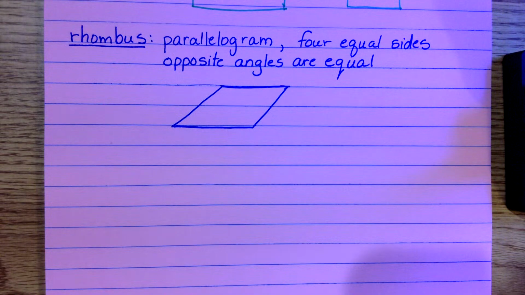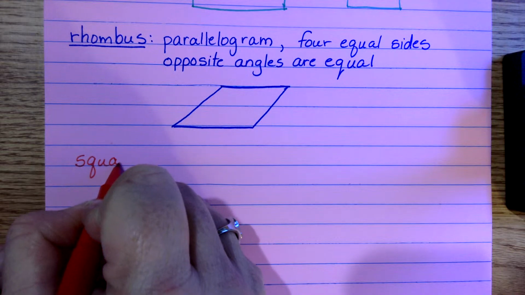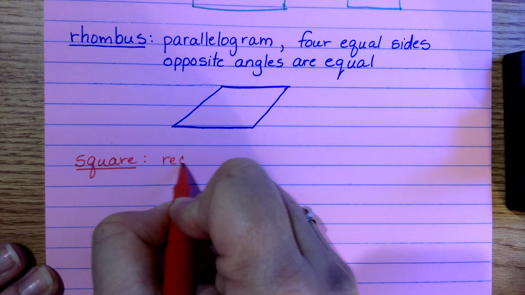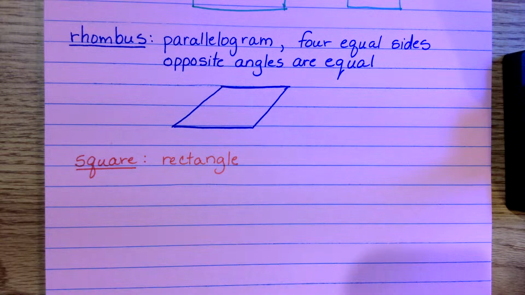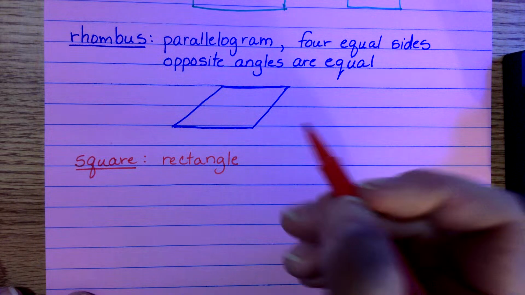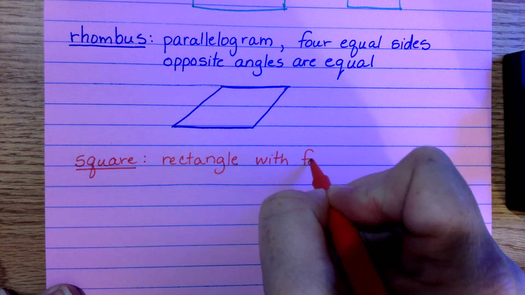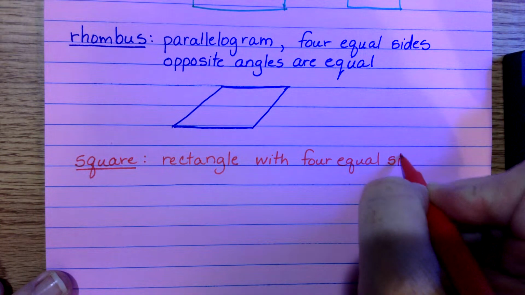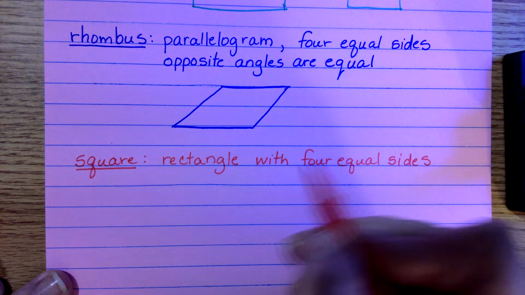Next, we have a square. And a square is considered a rectangle. A rectangle is not always considered a square, but a square is considered a rectangle with all 4 sides equal and all 90-degree angles.